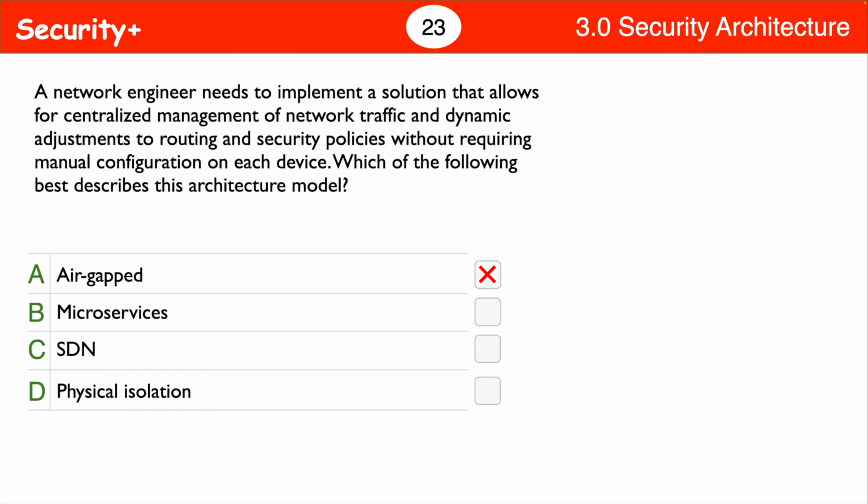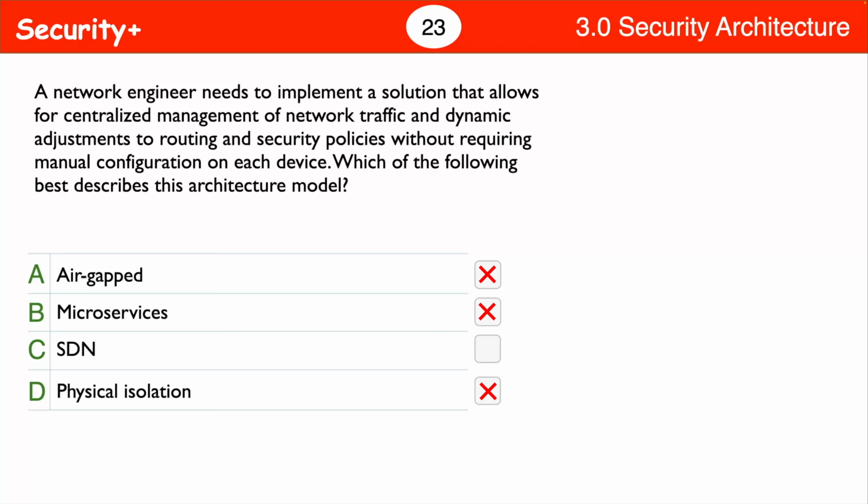Next, we can eliminate D. Physical isolation involves separating networks at a hardware level. And finally, we can eliminate B, microservices. That refers to an application development architecture where services are broken into independent, loosely coupled components. It is unrelated to network traffic management.